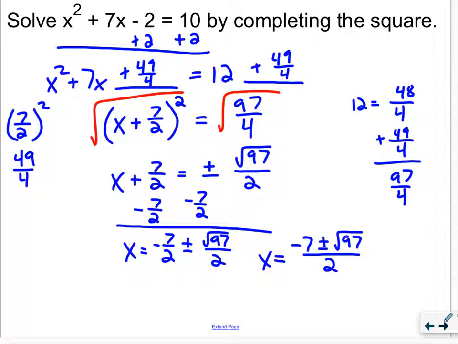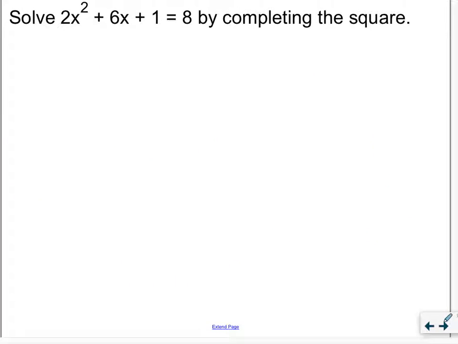Let's try one more and have a little bit of fun with this last one. Oh boy, we've never done one with a 2x squared term. You know how come? Because you can't. That's why. So watch what I'm going to do. I'm going to first subtract my 1, right? So that's going to give me 2x squared plus 6x equals 7.